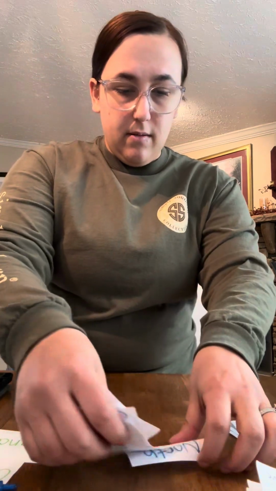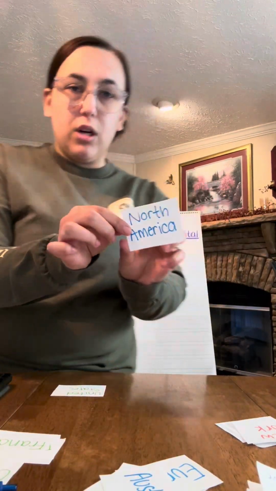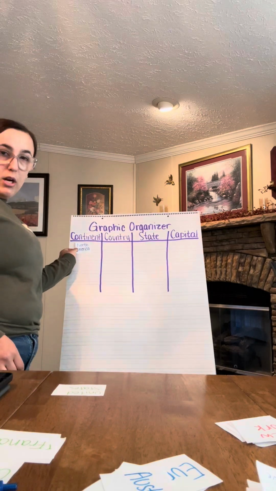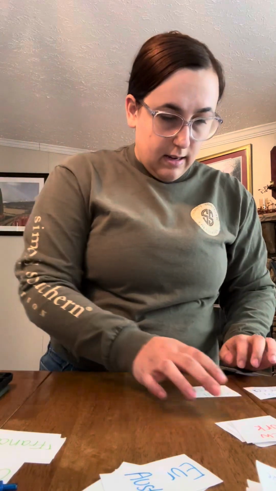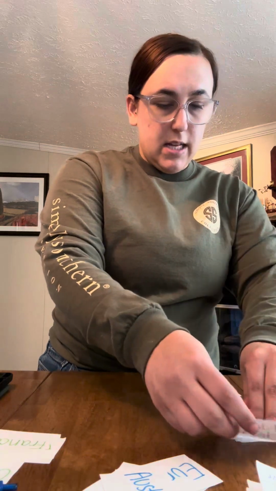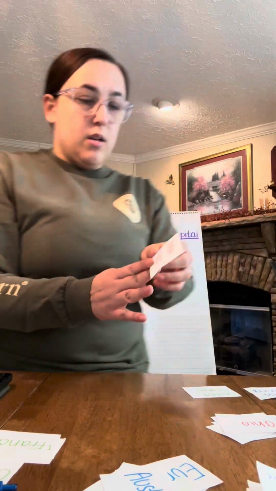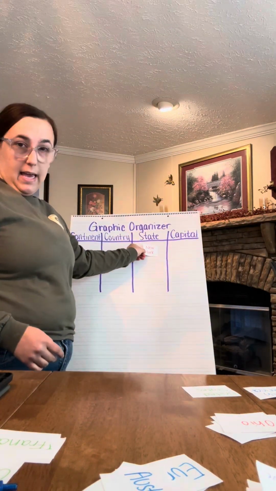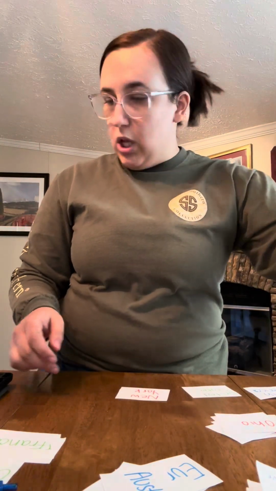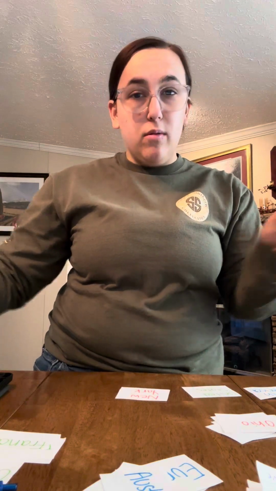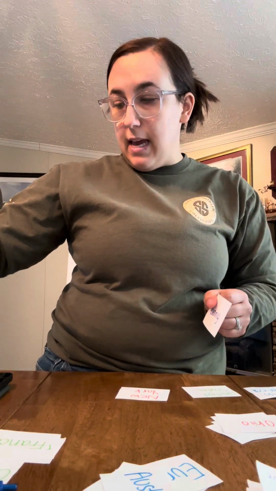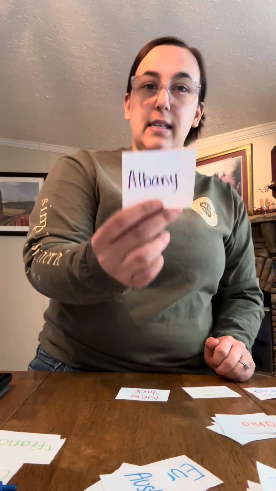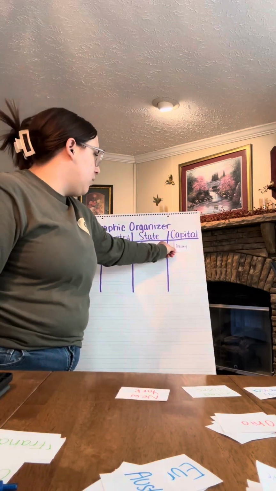Okay. And North America is our continent. So we would put it under continent. Next, let's do New York as our state. So we would put this under our state. And then we would look up to the board. I left the capitals up on the board so you can use that as an example. Look at New York, and it has Albany as its capital. So you would put capital right there.